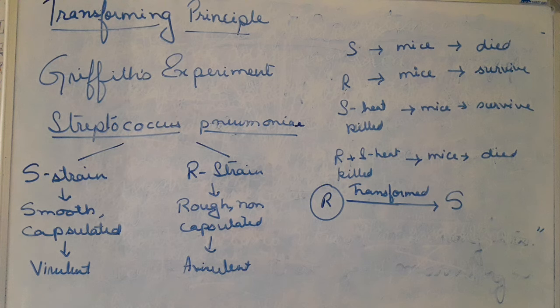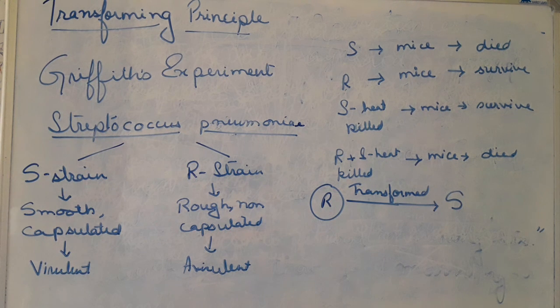That was an important part. But the culture which contained the DNase enzyme was not able to transform the rough cells, because DNase, we know, is a DNA digesting enzyme. That means it is digesting the DNA of the S cells. So only the culture which contained DNA of the S type, without the DNase enzyme, was able to transform the R type strain to the S type virulent strain.